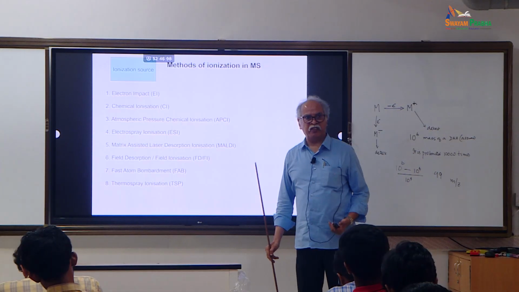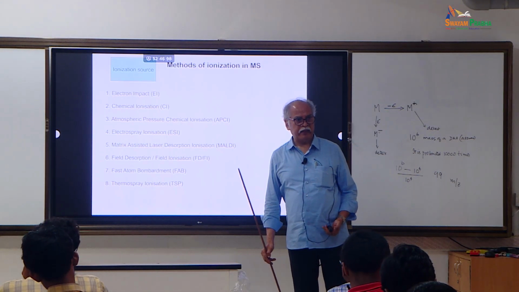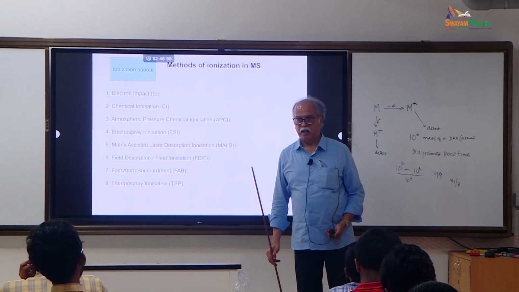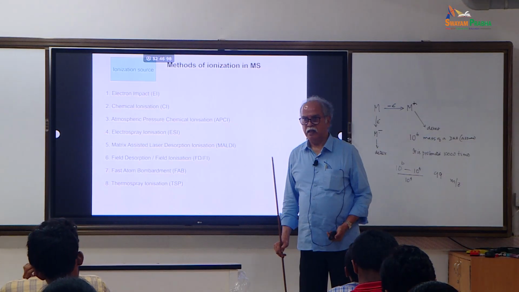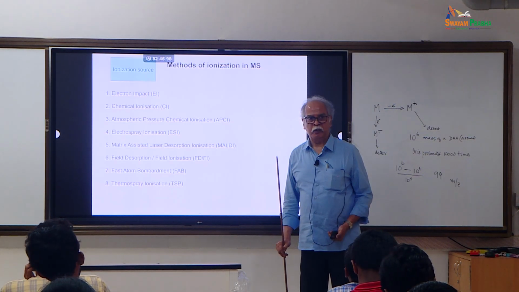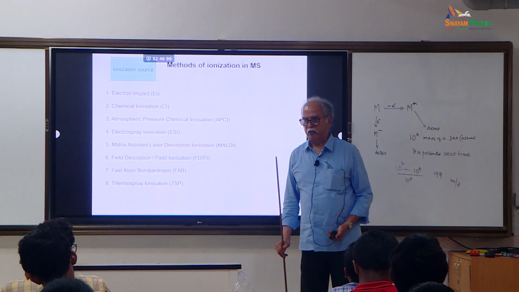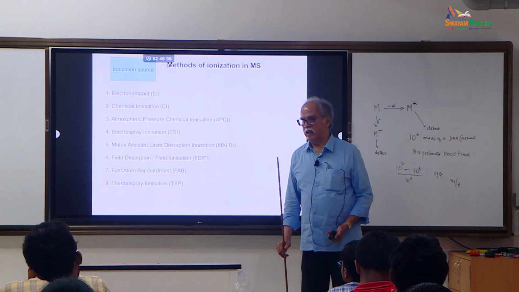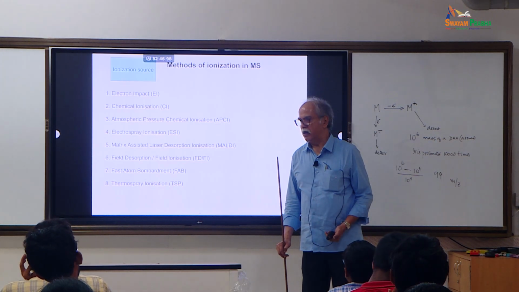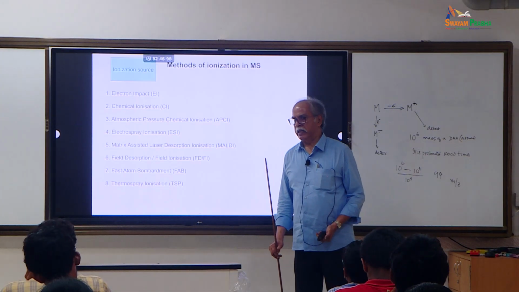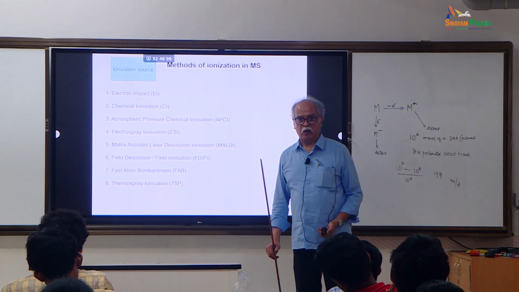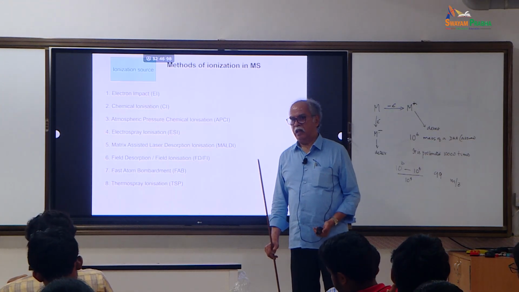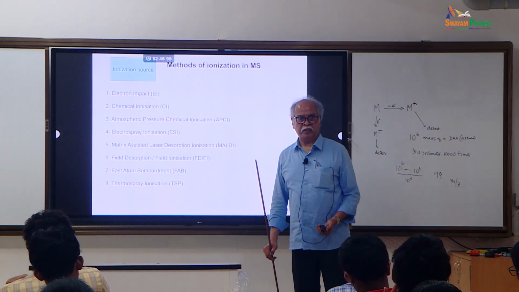Why do we do it in the gas phase? Why can't it be done under atmospheric condition? Any idea? If your vacuum is 10 to the power minus 6, what will be the vapor pressure of the compound that you inject into it? It will be very low. You cannot have anything more than 10 to the power minus 6 molar solution. If you put in more substance, the vacuum is going to break.